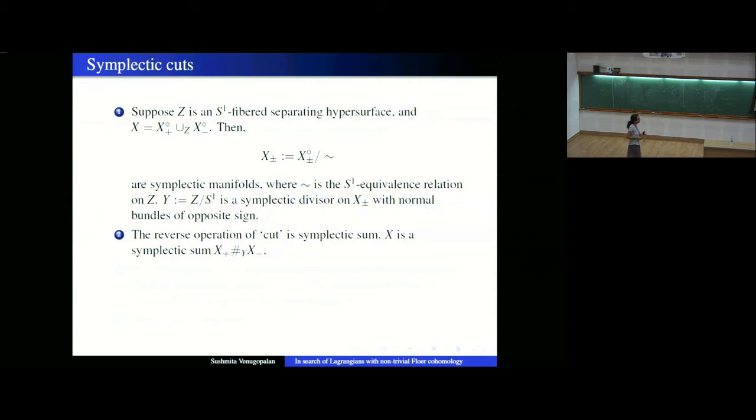By modding out Z, I get a codimension 2 submanifold in X plus and X minus. This will be a symplectic divisor, but in X plus and X minus, the normal bundles are going to have opposite signs. And this cut operation can be reversed by what is called a symplectic sum. So if you do a cut, you can put these back via a symplectic sum operation.